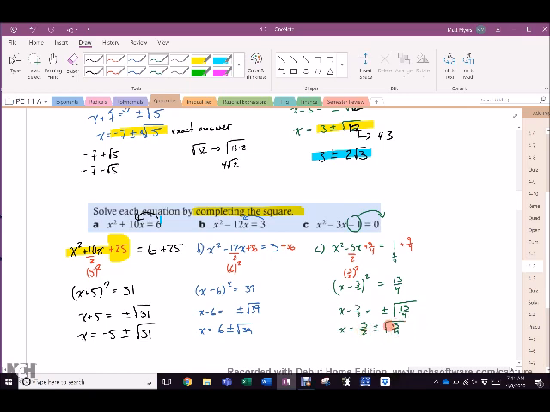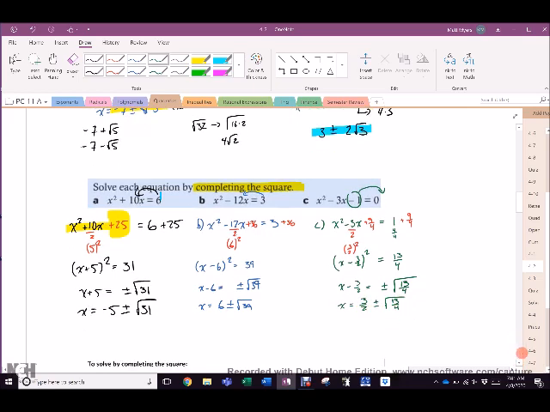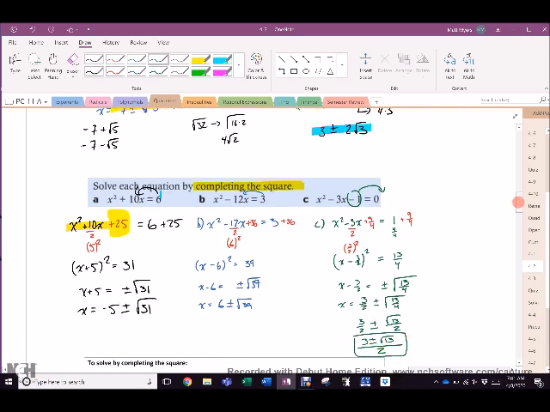Now, we could stop there for the 3. But of course, you want the best answer possible. So you know that the square root of 13 fourths plus or minus is the square root of 13 over 2. Right? Which means common denominators, 3 plus or minus root 13 over 2. And that's your best possible answer.